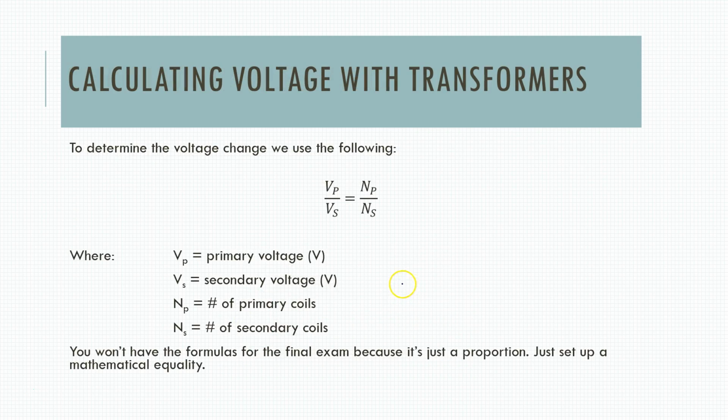This is where you have to do some math. You need to be able to determine the voltage change with the transformer. Now, I gave you this particular formula, but my disclaimer is right here. They do not give this to you on the reference table. It is just a proportion. It is the voltage of the primary over the voltage of the secondary is equal to the number of primary coils, or the turns in the coil, over the number of turns in the secondary coil.